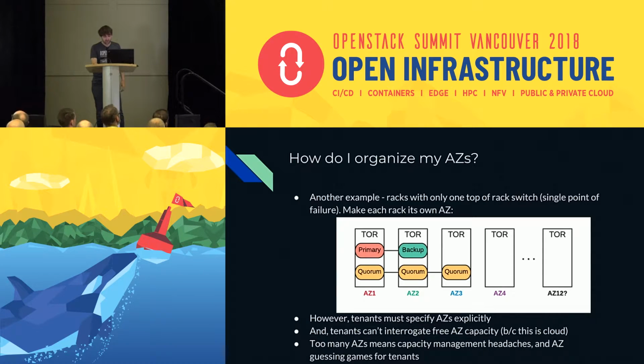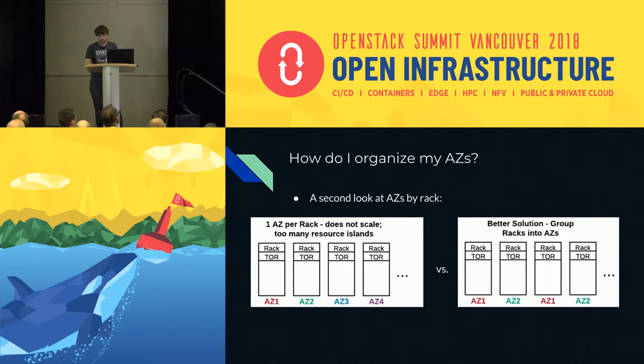So the more AZs you have, the more capacity management headaches you'll have for yourself and your tenants. A better way to do this would be to divide up racks evenly between our AZs in order to minimize our resource islands and to keep things simple for tenants. The diagram on the right depicts this. Note that in this case we no longer have one single point of failure for the entire AZ, but rather each AZ is now a collection of single points of failure. And that's perfectly fine because any failure will still be isolated to one AZ, which is what we're shooting for.